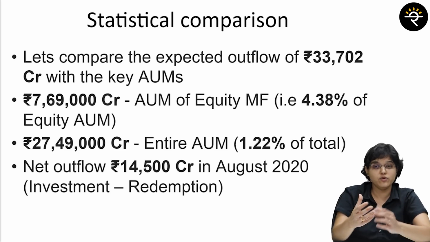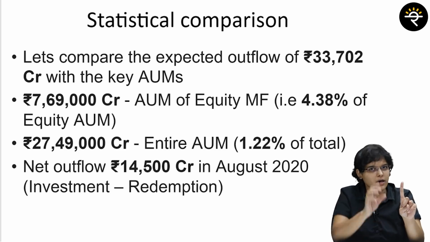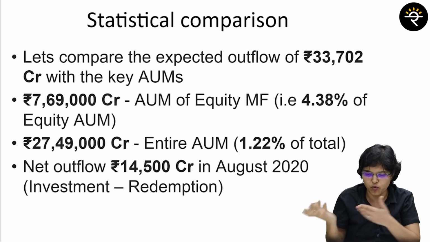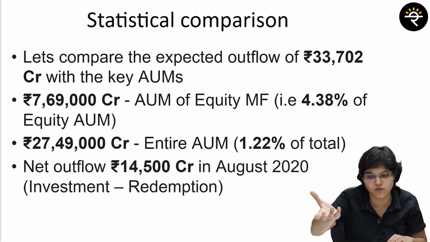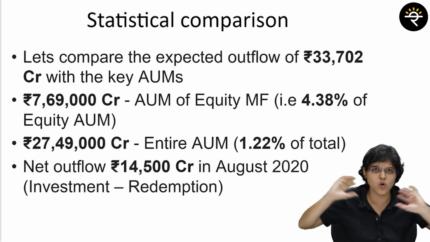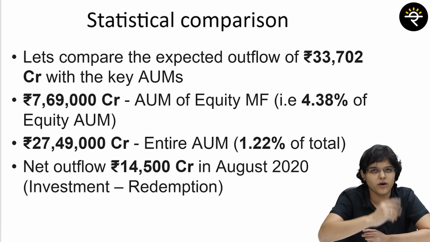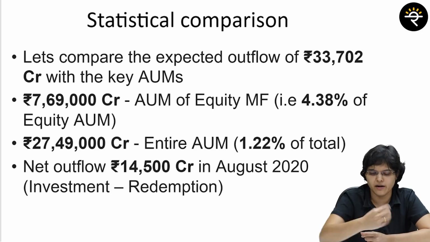33,000 crores, if you look at it in isolation, is a big number. But if you compare it with something, it is just 4% of the total AUM of equity mutual funds and only 1.2% of the total AUM. Okay, so not a big thing. Then I'll try to give you one more piece of data, just for you to judge whether that is really big.